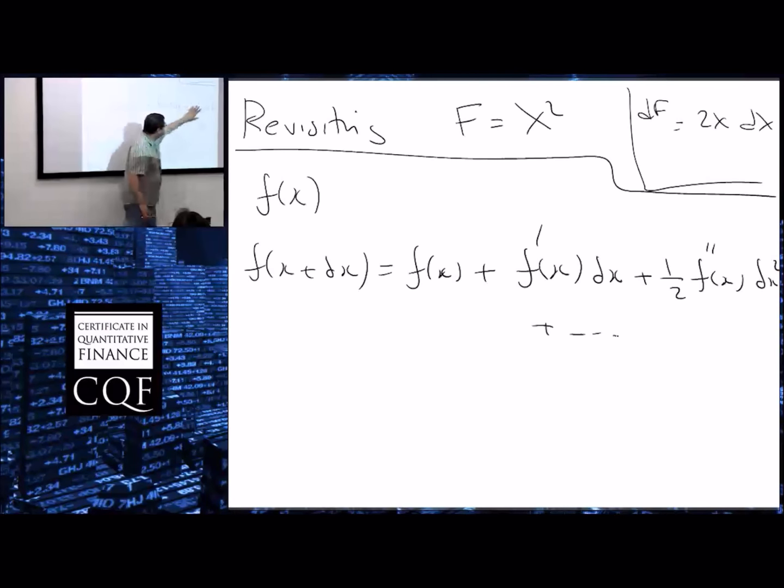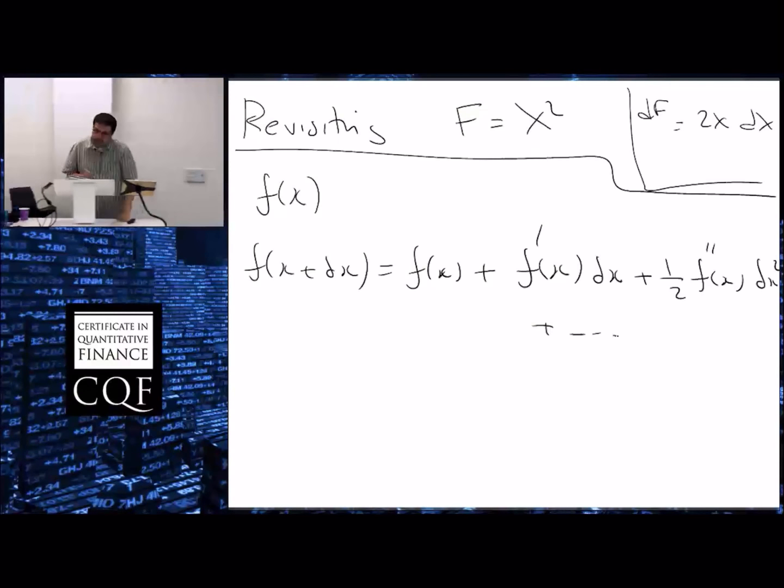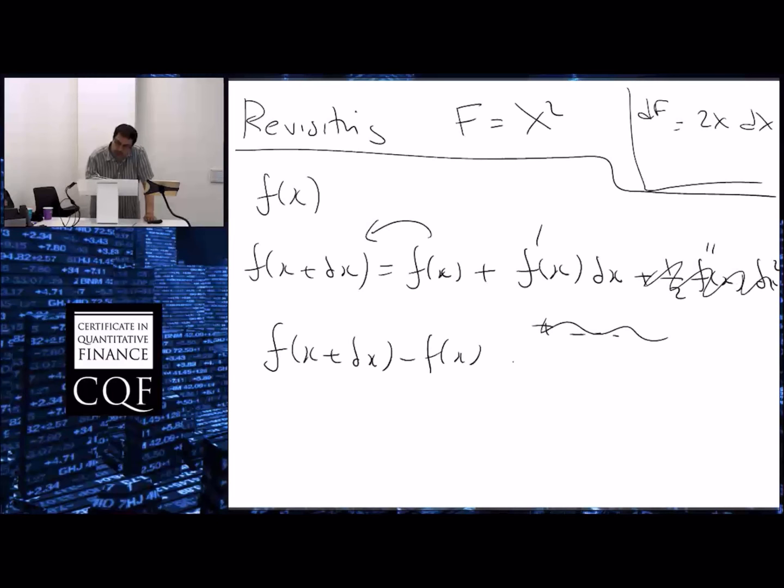But wouldn't it be this? You certainly can't get rid of this, right? So we get rid of this, right? We get rid of that. And let's rearrange this. So everything after this, we ignore. Let's take this to the other side. So f of x plus delta x minus f of x is equal to f dashed of x delta x. And we know that delta x is very, very small. Let's divide both sides by delta x.